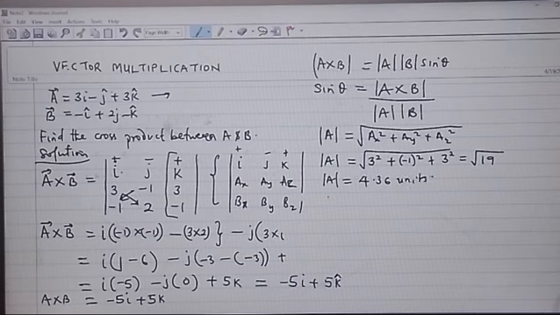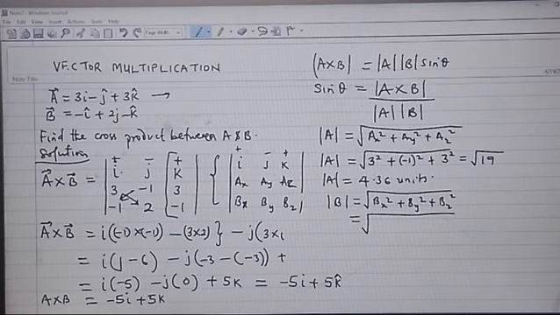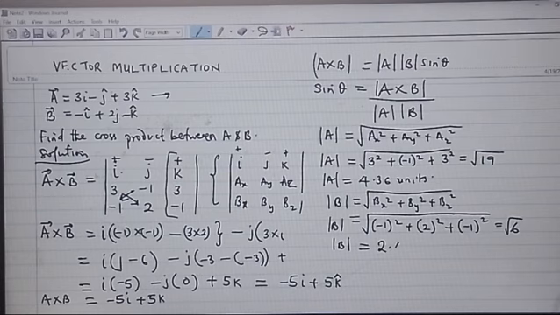We do the same for the vector B. Bx squared plus by squared plus bz squared. This gives us square root of, bx is minus 1, so we say minus 1 squared, by is 2, say 2 squared, plus bz is minus 1 squared. So this gives us 1 plus 4 is 5. 5 plus 1 is 6, so square root of 6, so the magnitude of B gives us 2.45 units.